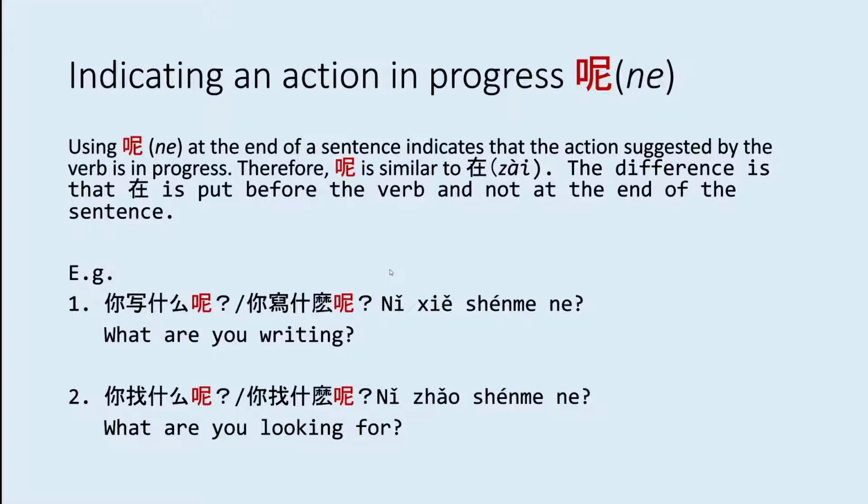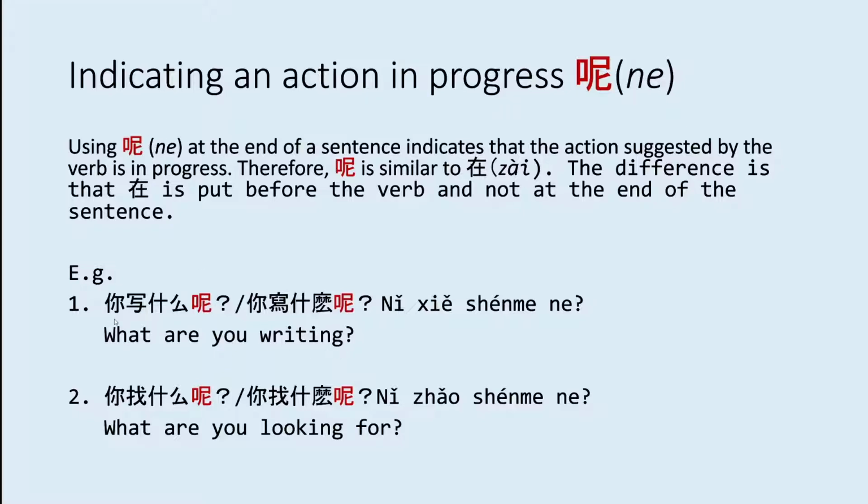Now consider this. In English, we say that you can do the act of write, so you can write something. But if you add the ing and you say that you are writing something, then that means that you are currently in the act of writing something. You're currently in the act of write, which is writing. And that is what ne is in Chinese. Ne sort of adds that ing.